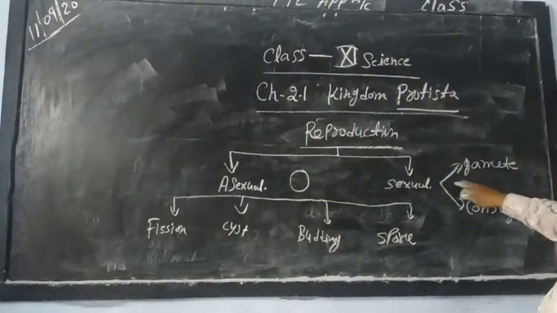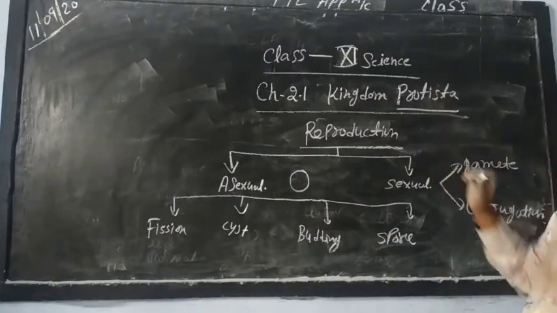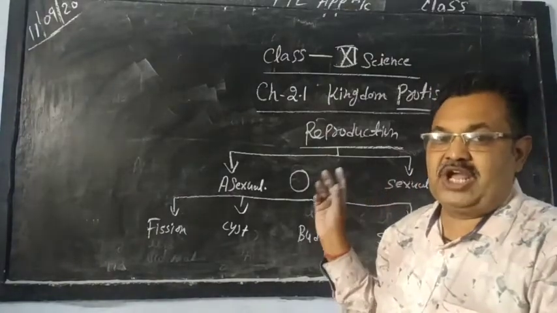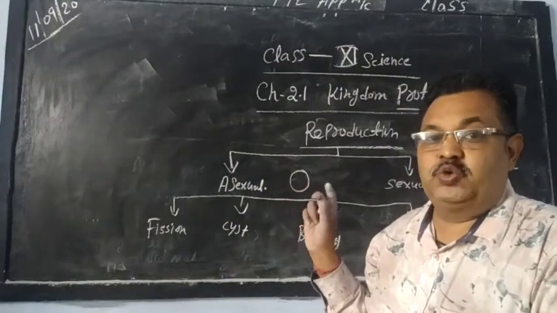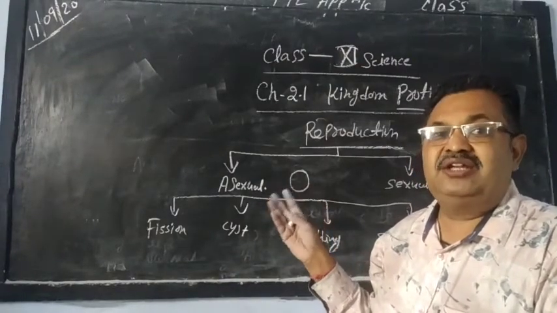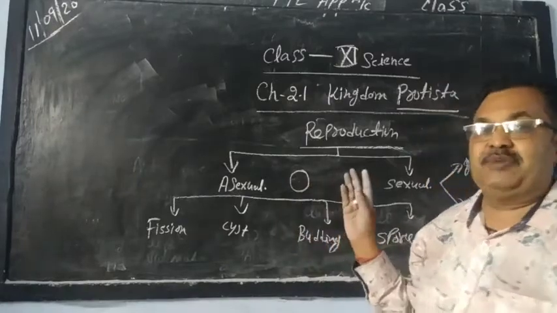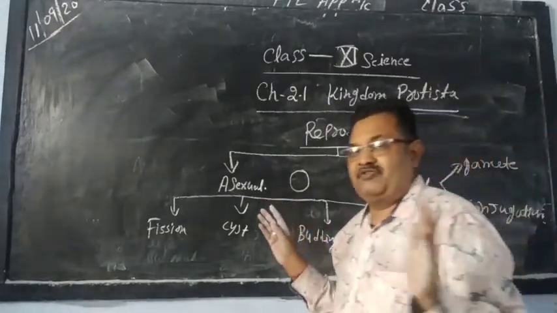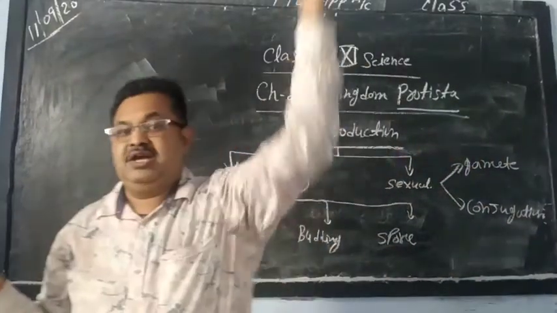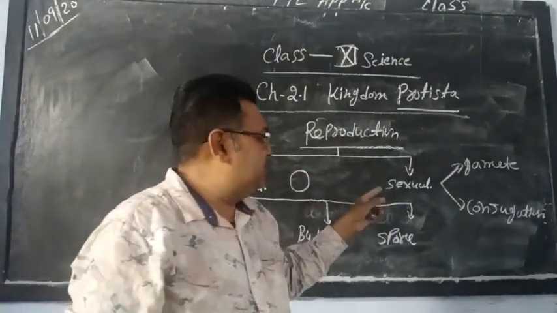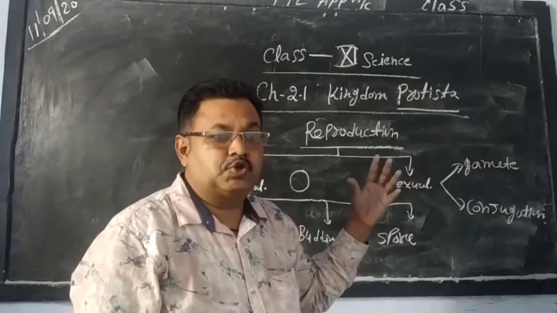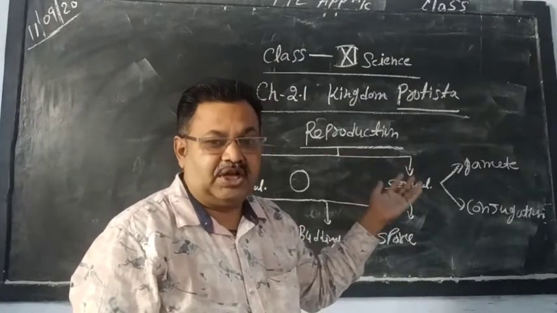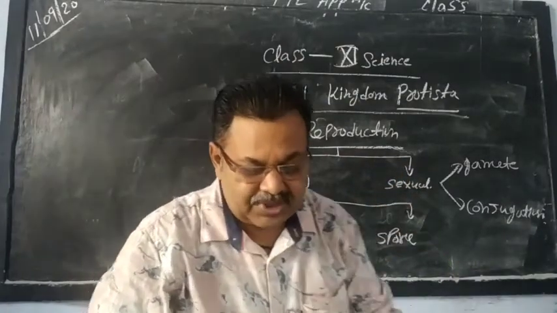Now we discuss sexual reproduction. Sexual reproduction is of two types. In the first type, gametes are formed. Gametes are of two types, male gamete and female gamete. In this type of reproduction, two types of gametes are produced by the organism, male gamete and female gamete. Male and female gametes fuse together to form the new organism.